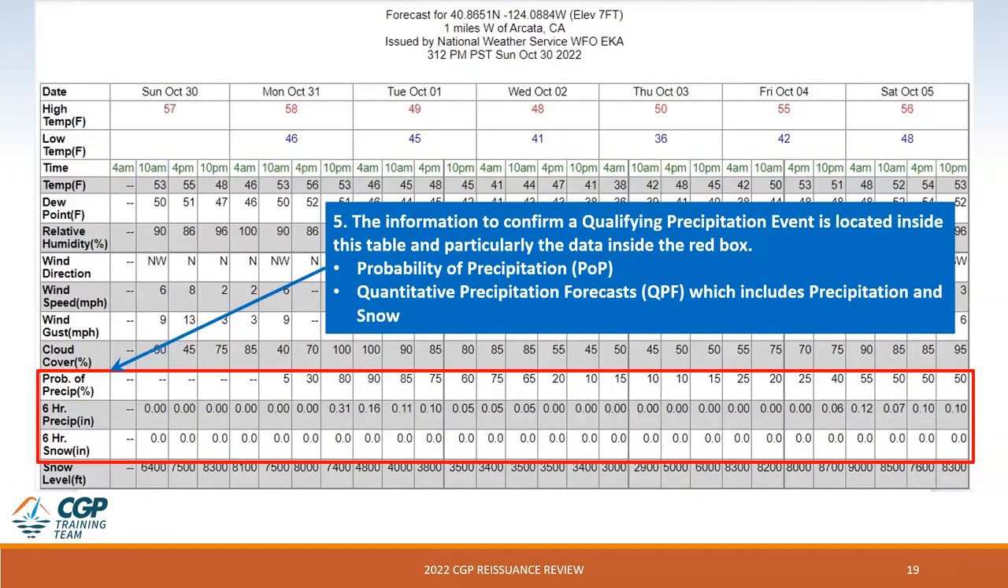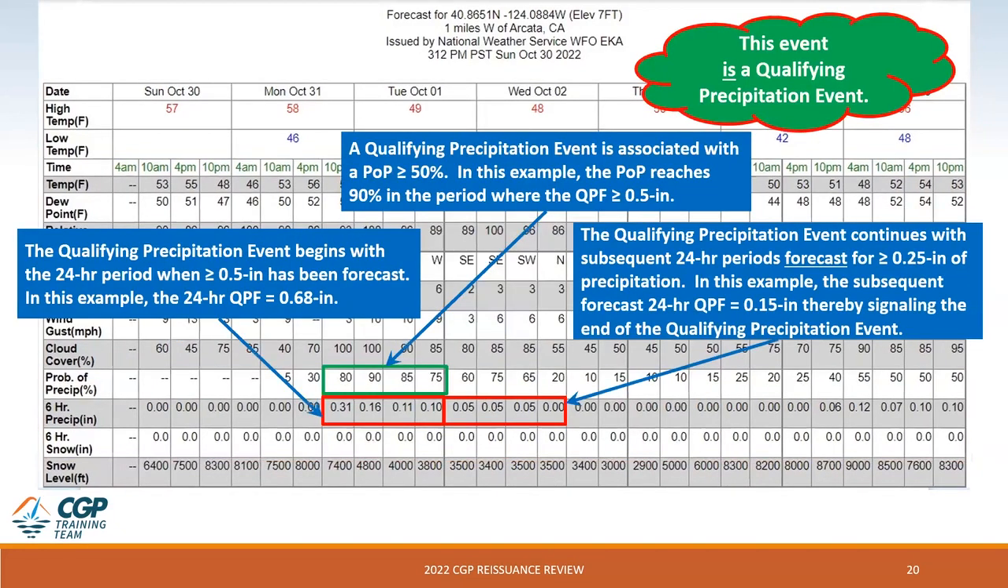The information to confirm a qualifying precipitation event is located inside this table, and particularly in the data inside the red box that I've highlighted. You can see over on the left column the probability of precipitation, or the POP, and you can also see the quantitative precipitation forecast, which includes precipitation and snow. Let's zero in a little bit more on this box.